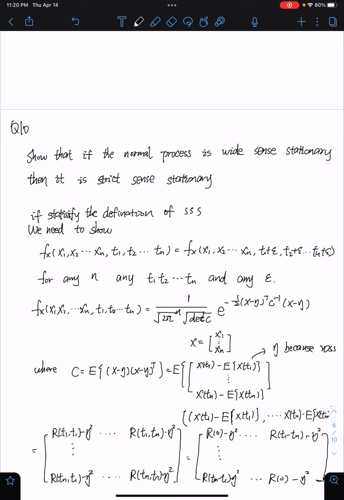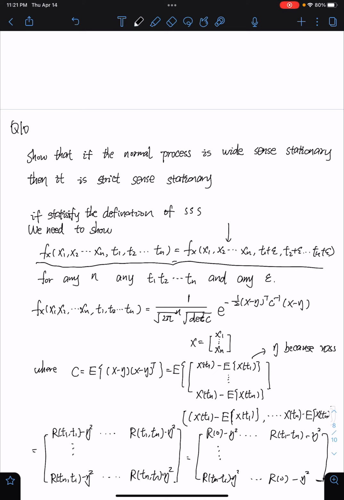So first, if we want to prove the normal process is strict-sense stationary, we need to show that the probability density functions of x1 to xn at times t1 to tn should equal the density functions of x1 to xn at times t1 plus epsilon to tn plus epsilon, for any n, any t1 to tn, and any epsilon.